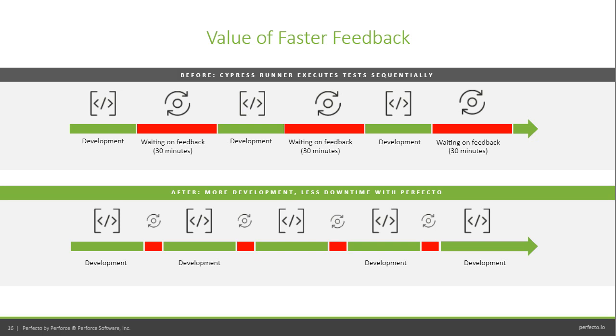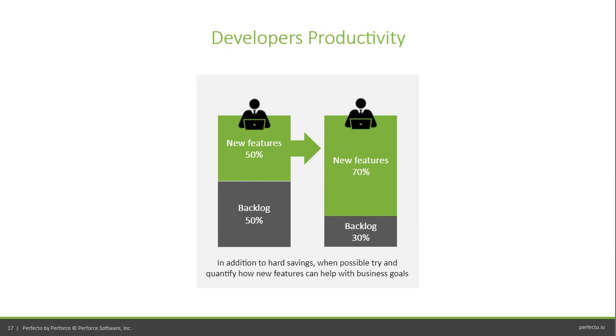Now, last but not least, when they're able to free up more of their time, what we also see is that developers will become more productive. And we do see that there is a shift by leveraging Perfecto, by leveraging the Cypress SDK, and by having faster feedback. What this allows us to do is really go through a lot of these bug fixes and items on the backlog a lot faster.